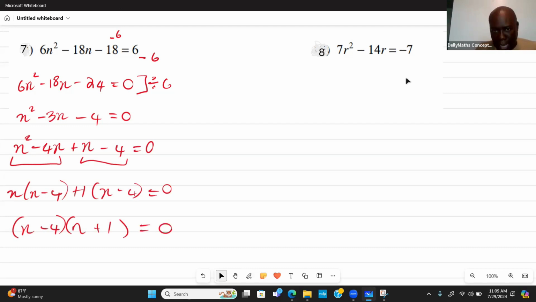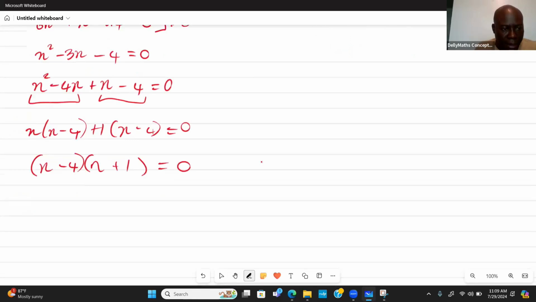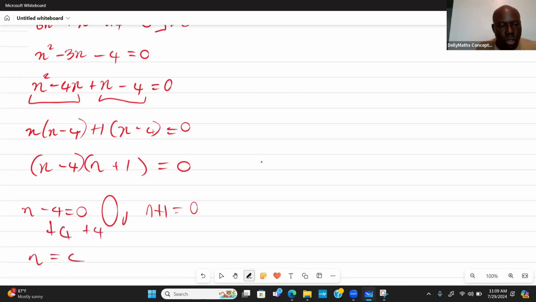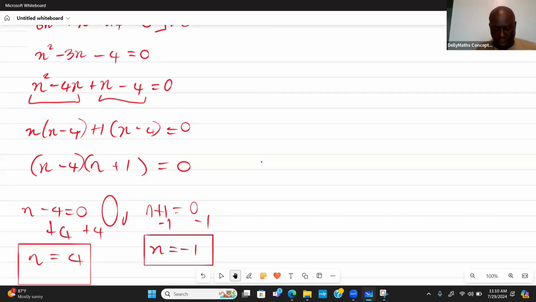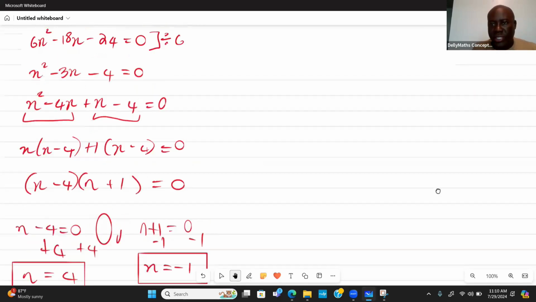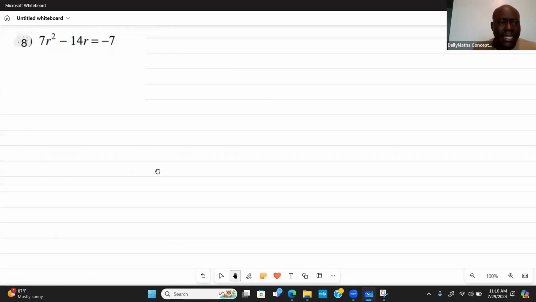At this point, I'm going to simply apply my zero product rule, because either n minus 4 is 0, or n plus 1 is 0. Let us look at n minus 4. Let's add 4 to both sides. We're left with n is equal to 4, and that's one of our answers. Secondly, let us subtract 1 from both sides in order to get the n alone here. So n is equal to negative 1. And then this is my second response right there. Let's go to 8 and last.